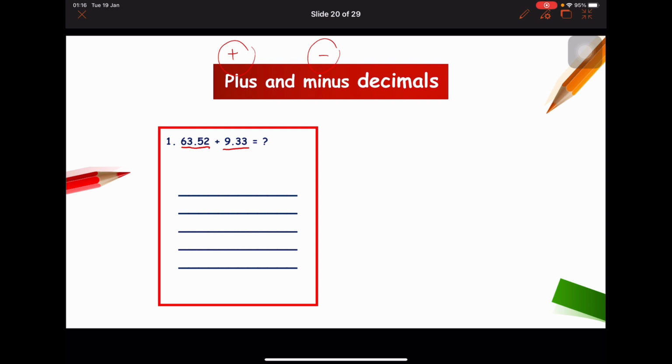The keyword is you have to put the decimal point in the same place. Let's see together. So you write down 63.52, and plus 9.33. Good job. Do everything the same.